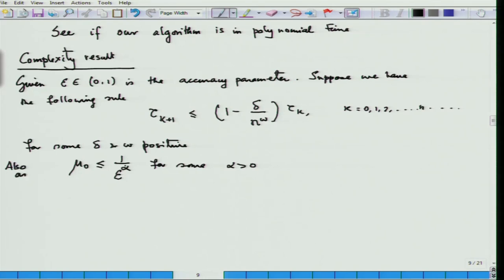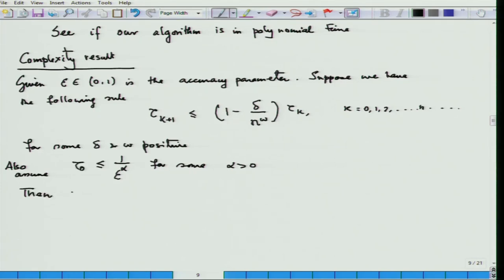So, we are assuming this. We can devise algorithms which will actually follow this sort of property, and that is what we are going to show next, that we can devise an algorithm where these properties are followed. So, tau naught is less than or equal to 1 by alpha for some alpha strictly bigger than 0. Then we are telling, then, not mu naught, I am making a mistake, it is tau naught.